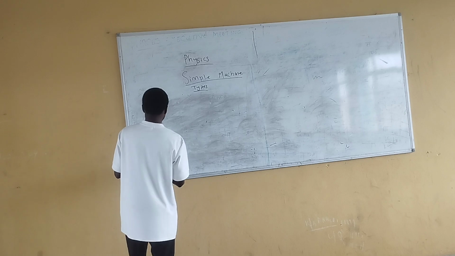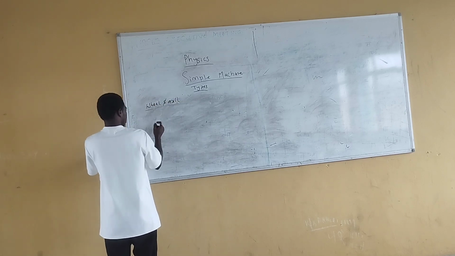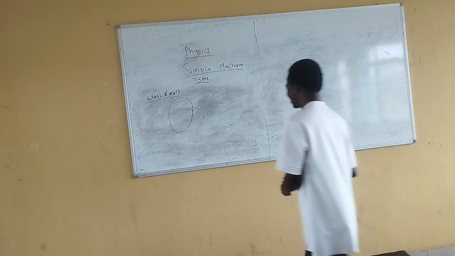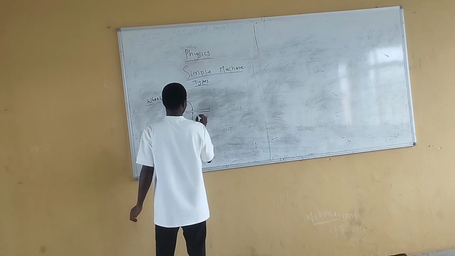That's always constant. That's just it. You get it? So we're entering wheel and axle now. For wheel and axle, you know that there is a big one.